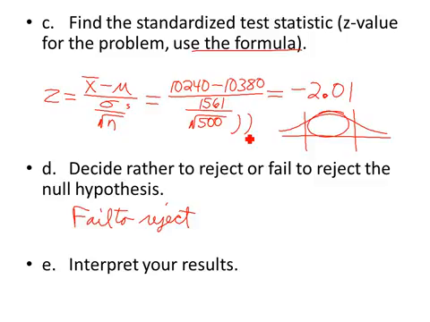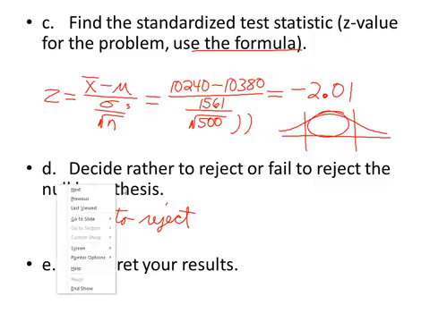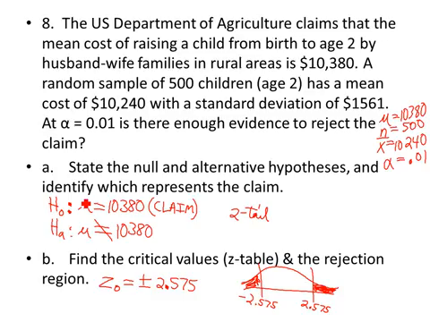We want to interpret this. If we fail to reject, we're failing to reject the null. What's that telling us about the Department of Ag's claim? What do we know about their claim then? That's right. That we're failing to reject it, so we're saying there's not enough evidence to prove that their claim's wrong.